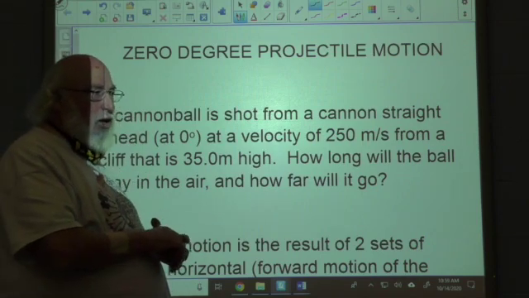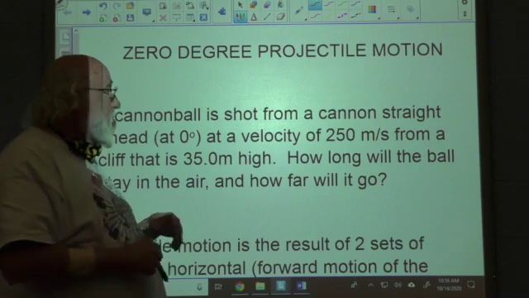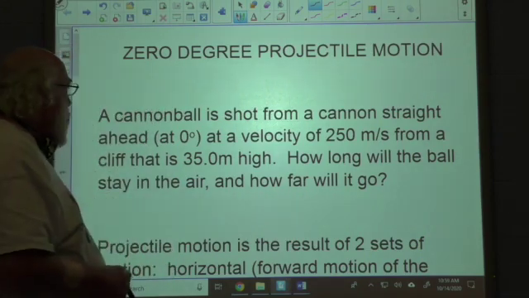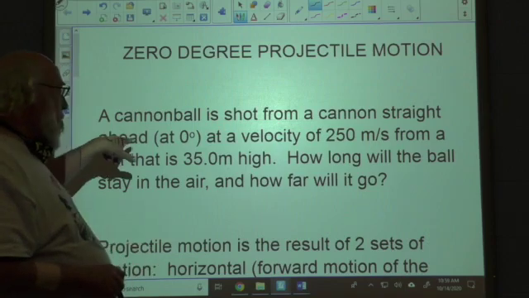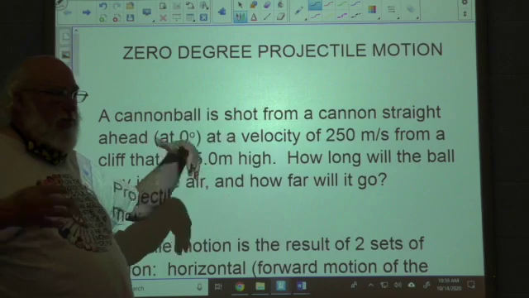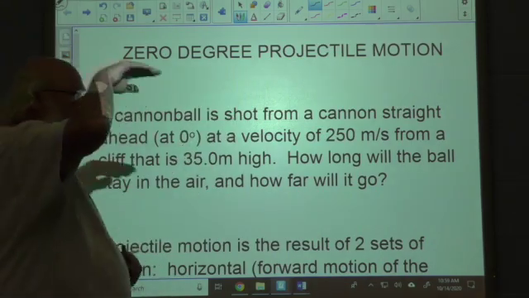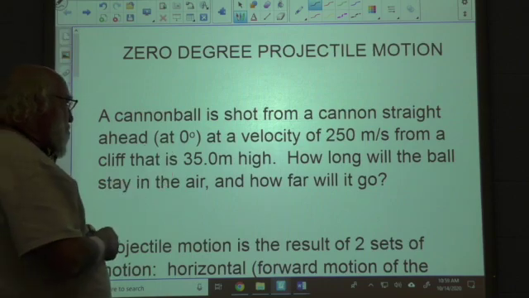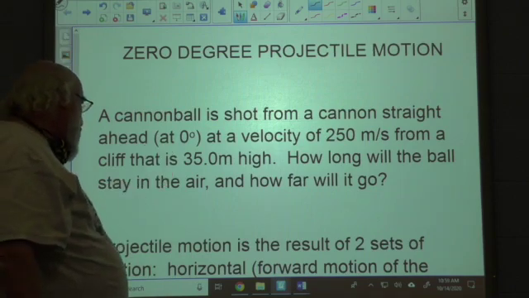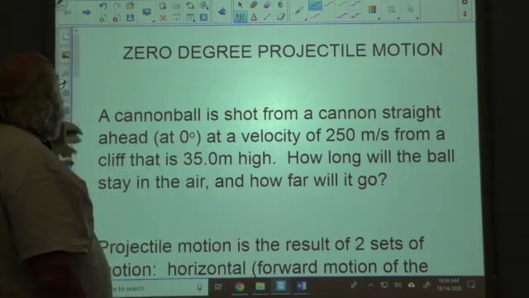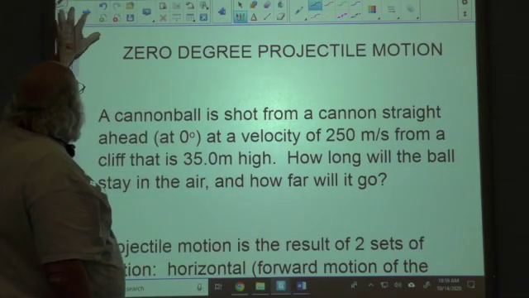the definition of projectile. This time we're going to have what we call zero degree projectile motion, which means that we're going to shoot a cannonball in this scenario from a cliff. We'd have a cliff, platform, whatever, that's not on the ground, it's above the ground, and it's going to shoot straight across. That cliff is 35 meters high, and we want to know how long the ball's going to stay in the air and how far will it go. Okay?